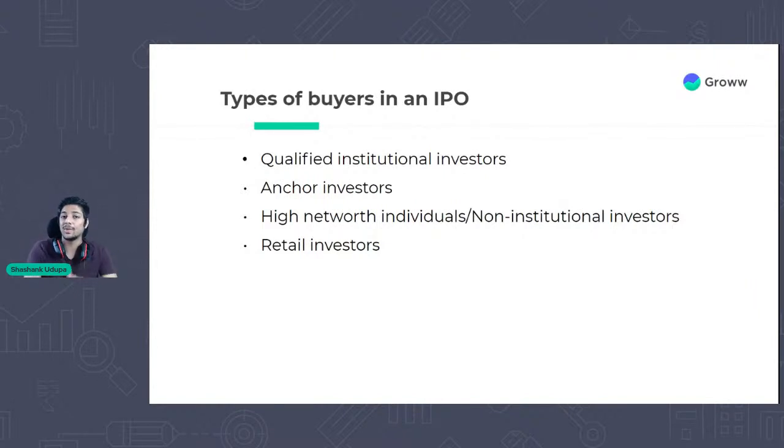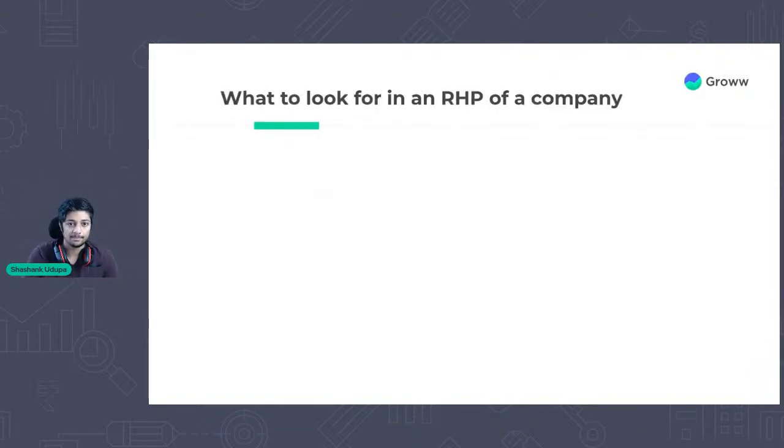For example, if I'm issuing 100 shares as a company for an IPO, I might say only 10% is for retail investors. So out of 100, only 10 shares are available for retail investors. 75% of the IPO, I'm keeping it for qualified institutional investors. And only maybe like 10-15% I will keep for HNIs. And some maybe I'll even keep for employee discount, right? So different types of things are there in an IPO. And don't worry, I'll show you an example of an IPO as well.